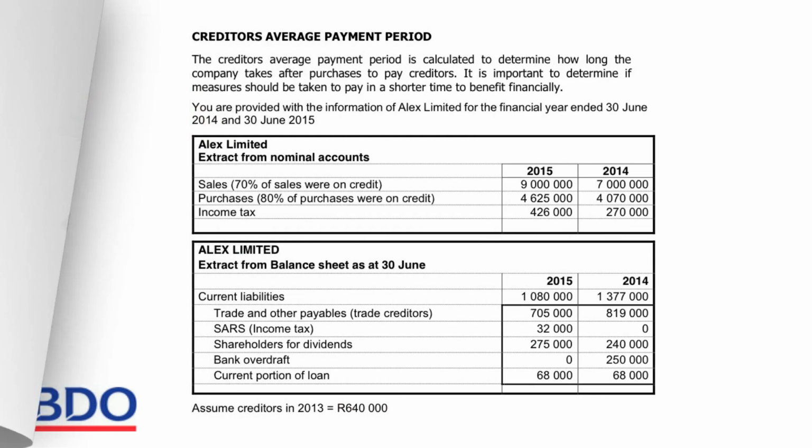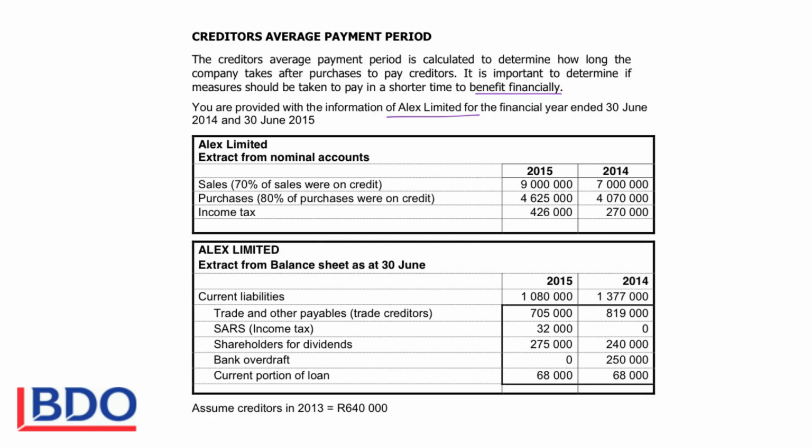Good afternoon. We will pay attention to analysis and interpretation today. We will spend time on creditors' average payment period to determine how long it takes the business to pay creditors after goods were purchased. It is important to determine if measures should be taken to pay the creditors in a shorter time so that the business can benefit from it financially. Sometimes you can receive a discount if you pay in a shorter period, and that can increase the profits of the business. You are provided with the information of Alex Limited.